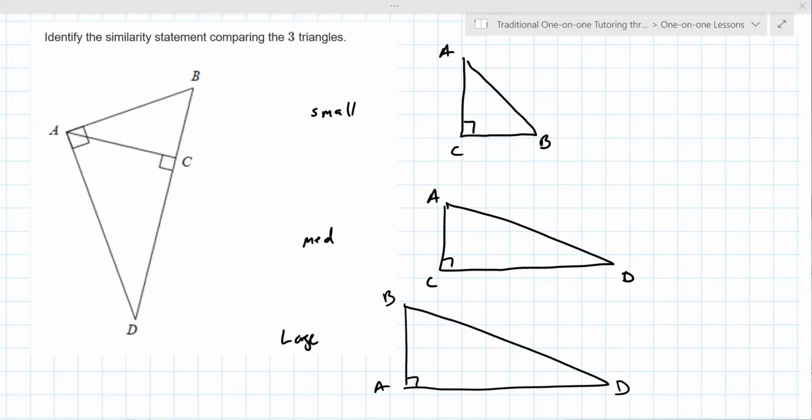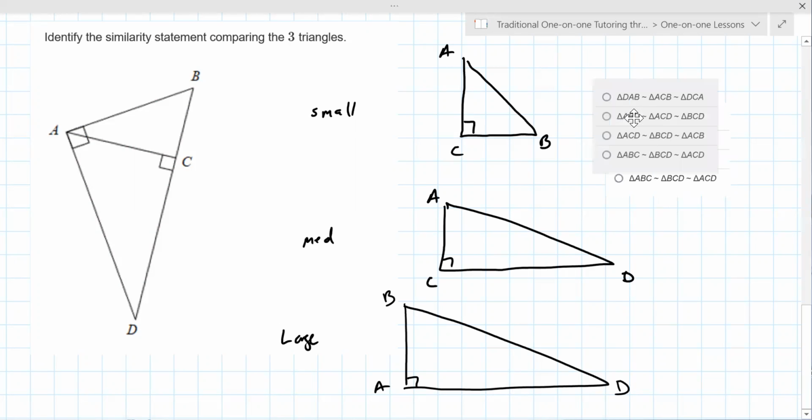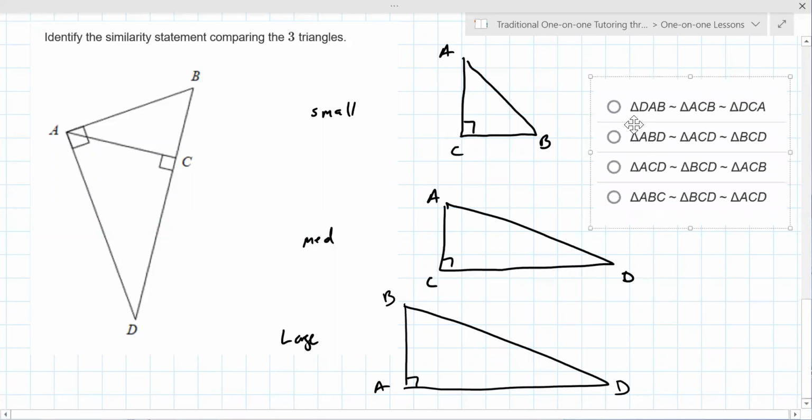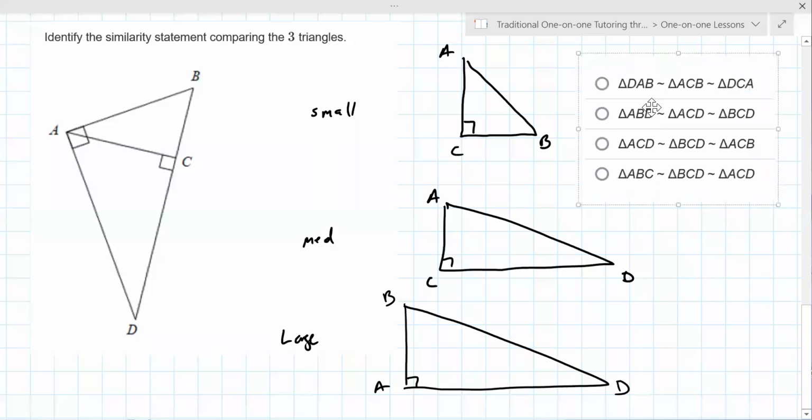Yeah. So now the question, and this is the challenge, is we're probably going to use this in the next section, but they're like, hey, which one is it? So we've got to go through these one at a time here, see if we can make some sense out of this. Let's just go to the first one. DAB. So that's DAB. Is that similar to ACB?